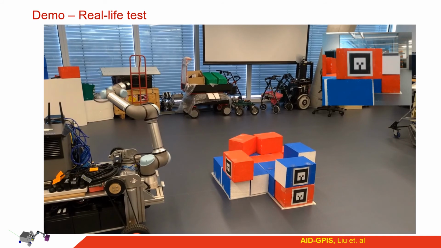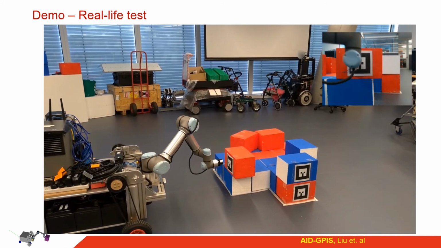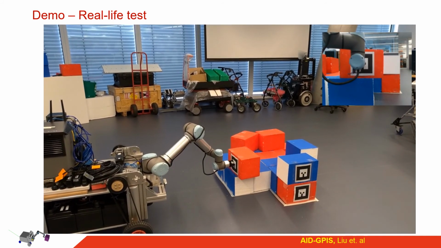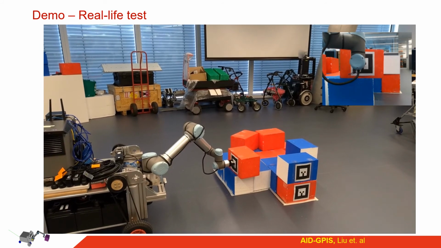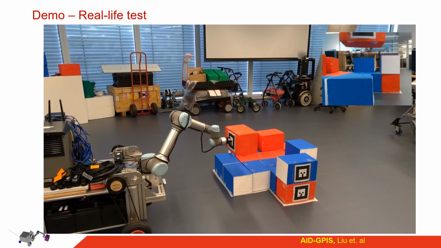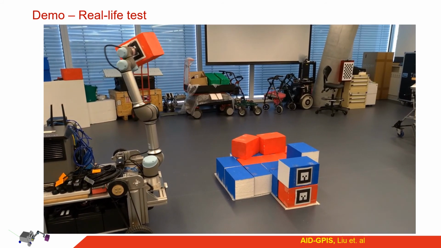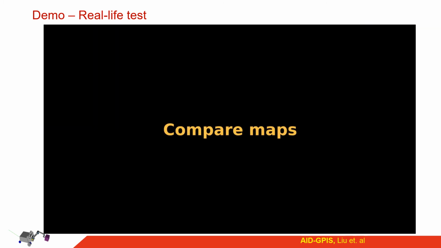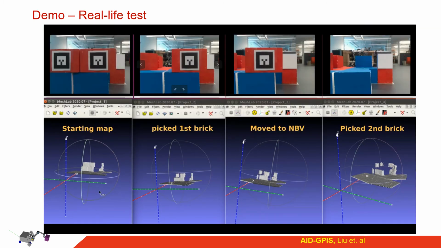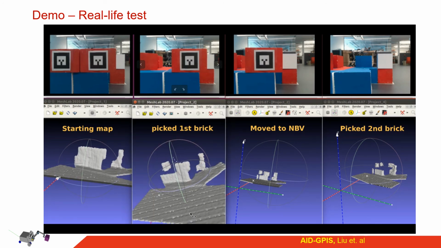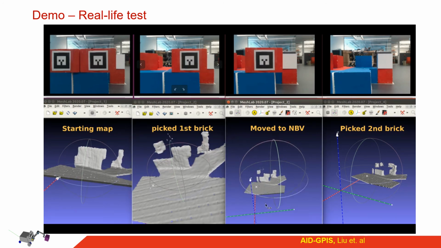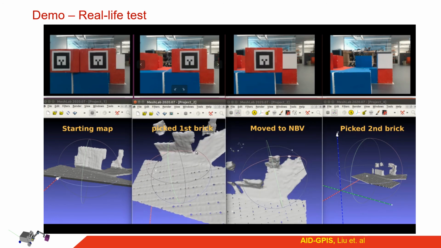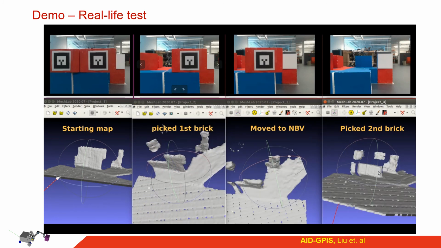Now the robot has moved to the next best position and picks up the second object, which is on the right. Comparing maps generated at various stages of the cycle, this shows the effectiveness of our dynamic mapping framework.